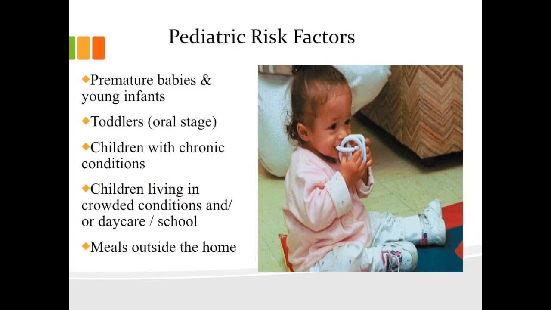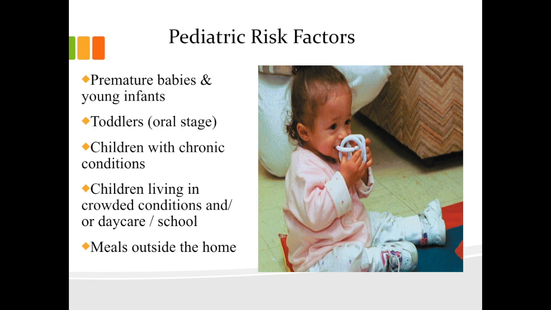When you look at that little one sitting on the floor, that's the risk factor. They're small and they put everything in their mouth. Premature babies and young infants are at risk because they rely on others to care for them and they don't wash their hands. They have altered immune systems. Of course, our children who have chronic conditions also are going to be at risk for the same reason.